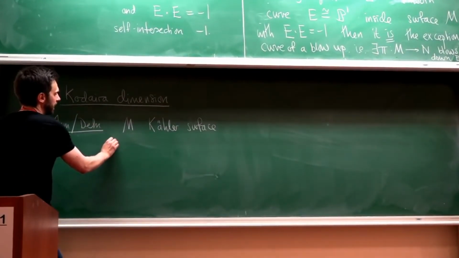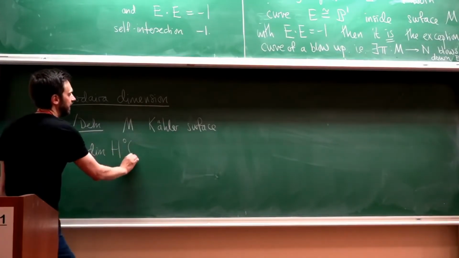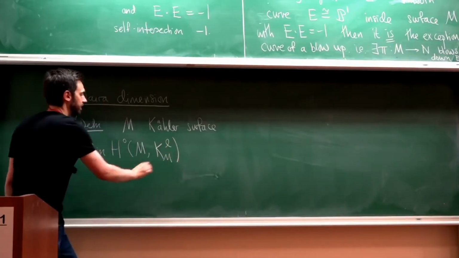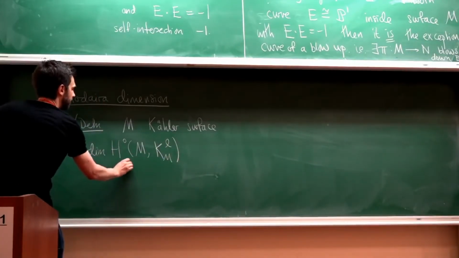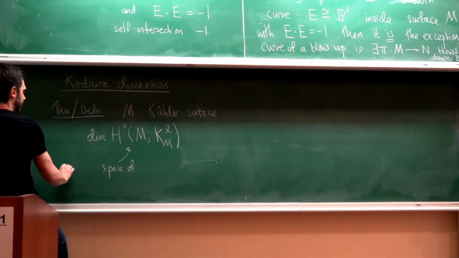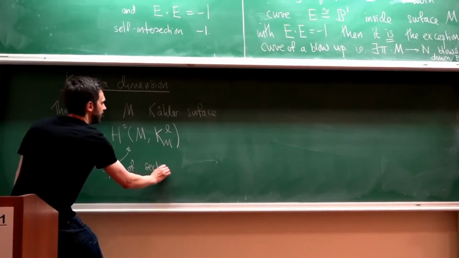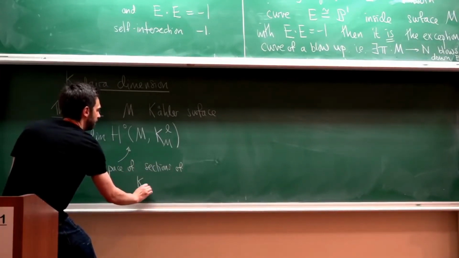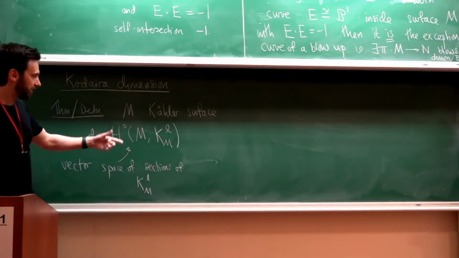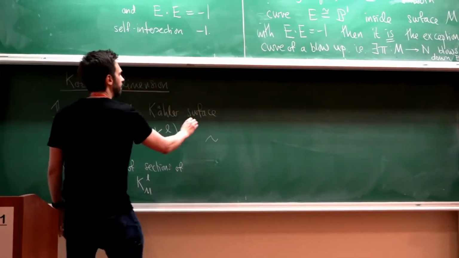Then what we want to do is look at the dimension of the space of sections of K_M to the power L. So this is H^0, the space of sections, the vector space over C, of holomorphic sections of K_M to the L. And L is going to be a large positive number.